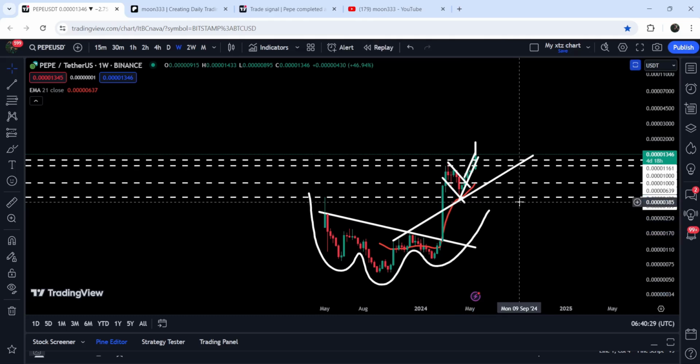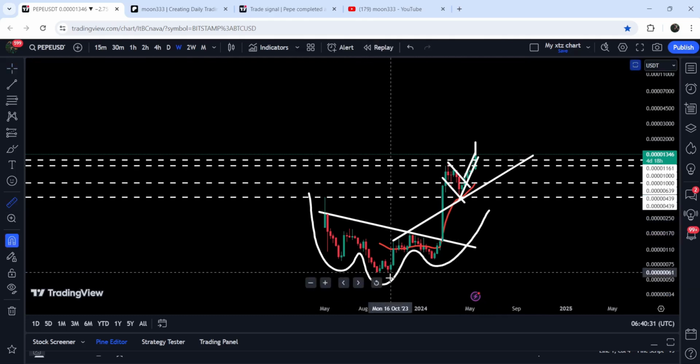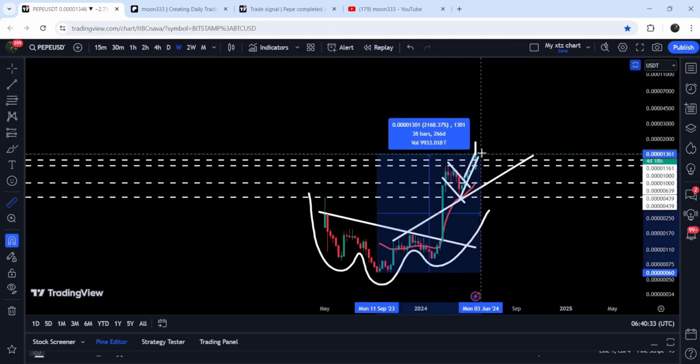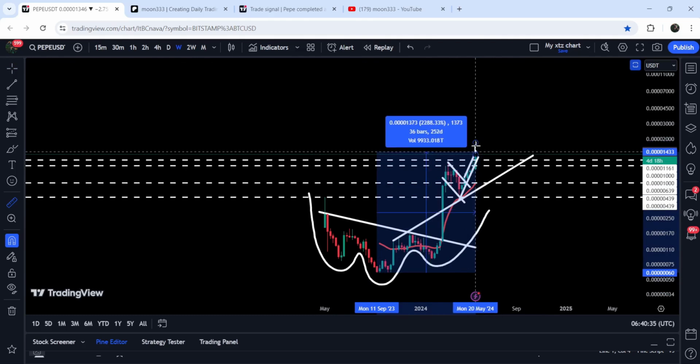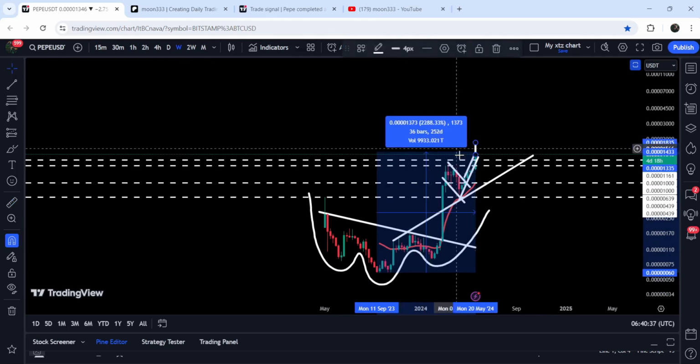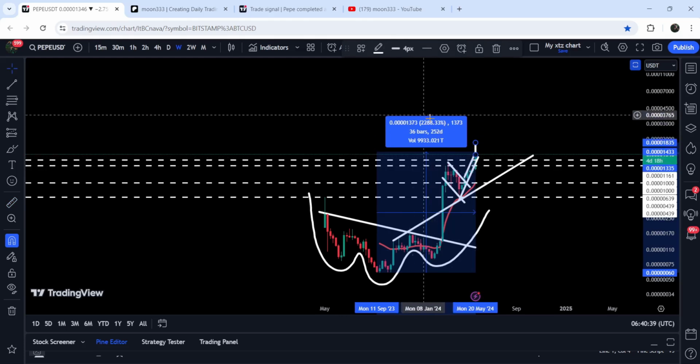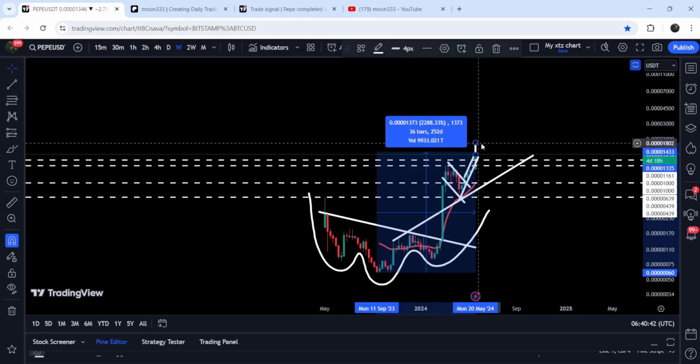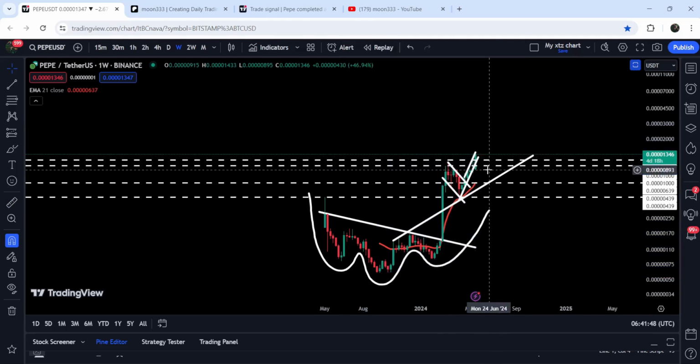And you can see that the price then rallied beyond that target, and this was from this low to this high. So far it has rallied almost 2228% after this breakout. You can see that so far it has rallied more than 2288%. Like over here, this uptrend line support is very significant.